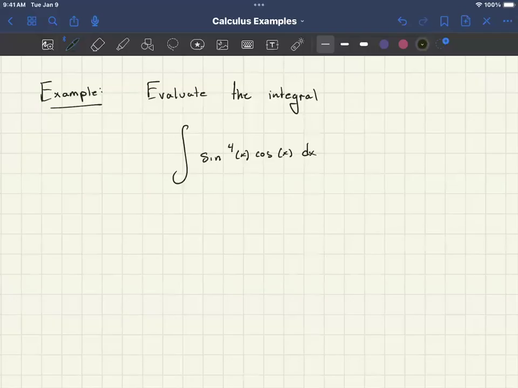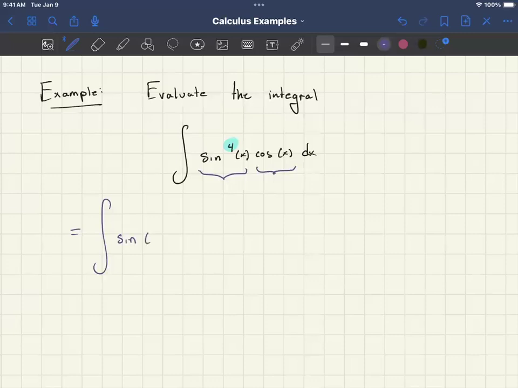I'm Dr. Finch. Today we are going to evaluate an integral of sine to the fourth of x cosine of x dx. And as we get into this, notice we have two trig functions here. We have a sine x and we have a cosine of x. When we have something like this, especially when we have one of those trig functions to the fourth power, we want to think about how we can break this down.